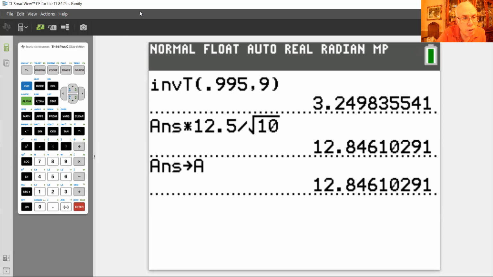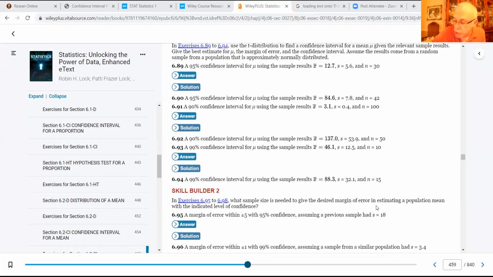Actually, let's go back. I just want to verify. For some reason, I think I wrote this down wrong. Let's just verify the numbers again. All right. Yeah, I did this wrong here. It's 46.1, right? 46.1 is the sample mean in this case here. Well, you don't know what I wrote, but I did write it down wrong. So let's go back and share the screen with the calculator.